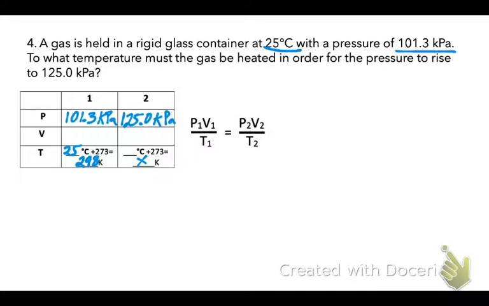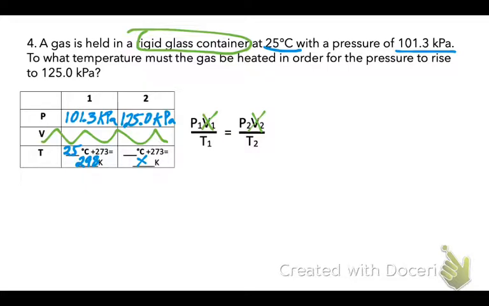Okay. The volume is held constant because it's a rigid glass container, meaning it's glass, it can't expand or it would break. So that's why there's no volumes in this question. The volume has to be held constant because the glass cannot expand. It would break. So if there's way too much, then yeah, it would break. So now we're just going to plug them in without V's in there.